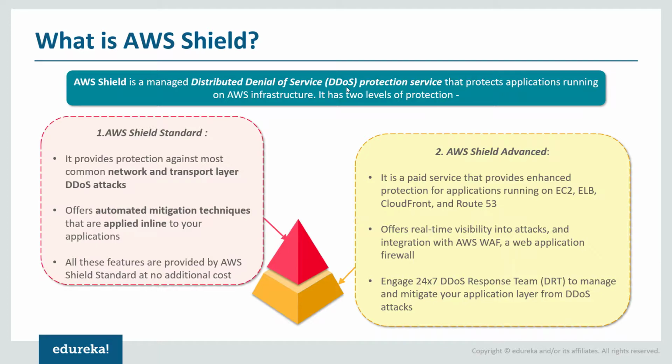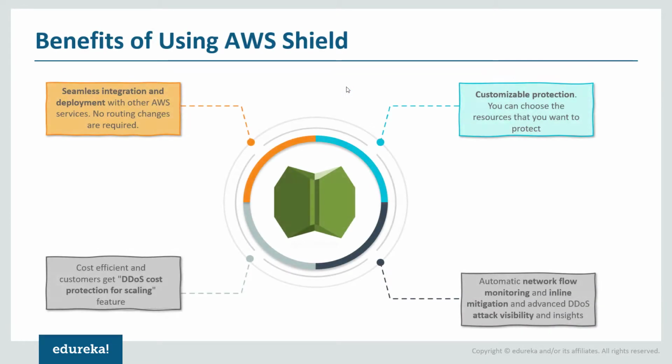The benefits of using AWS Shield are it can be seamlessly integrated with other AWS services. There are no routing charges. You can customize your protection based on the resource. It is very cost efficient compared to many other products, and you can scale at any level, and it scales as per your application and the traffic. You can also build an automatic network flow which can have inline management of DDoS and attack visibility with good visualization and data insights.